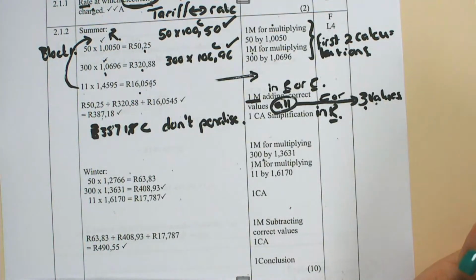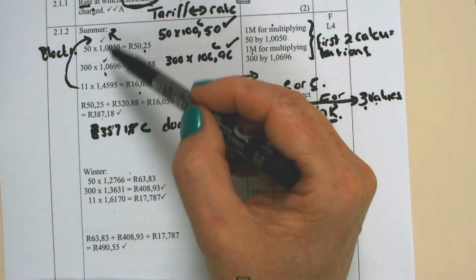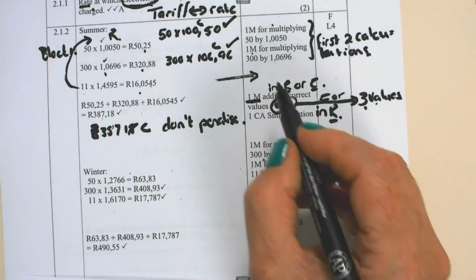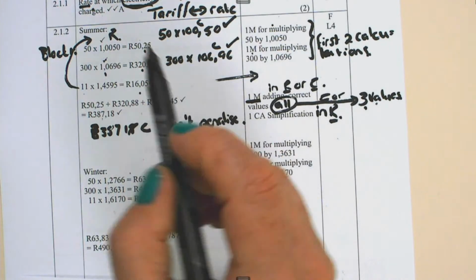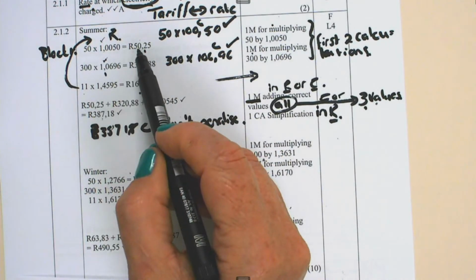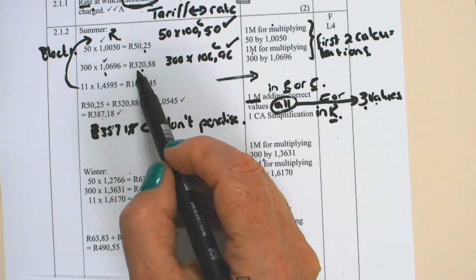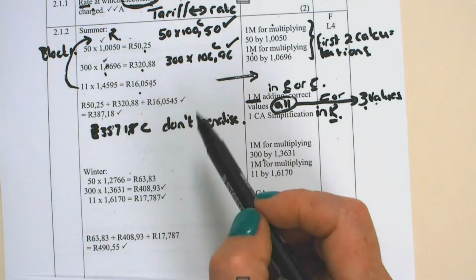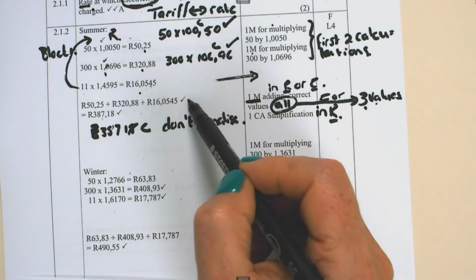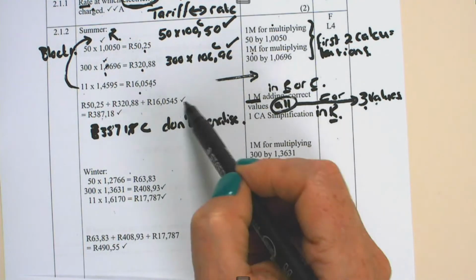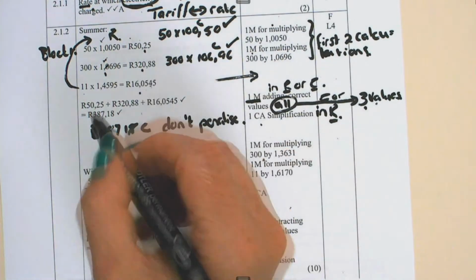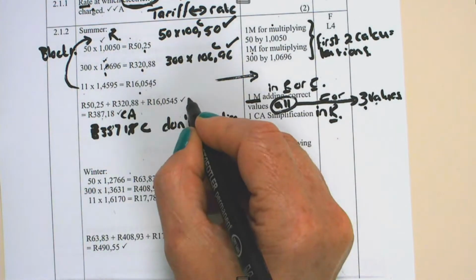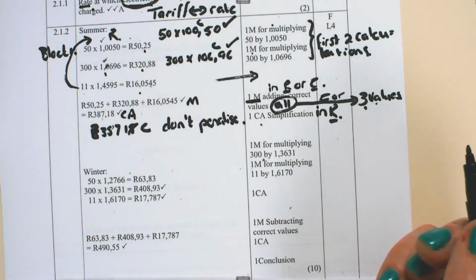Okay, so this method is for adding the correct values. If they made a mistake here at the top, it is not a method with accuracy. So say for instance, for some reason they said here 51 times this, 301 times this, they will lose these 2 marks, but here they are adding their incorrect values. Then you can give the method mark. And then there is a CA mark here on simplification, in other words, where they correctly add it.